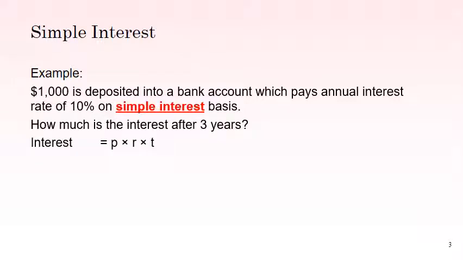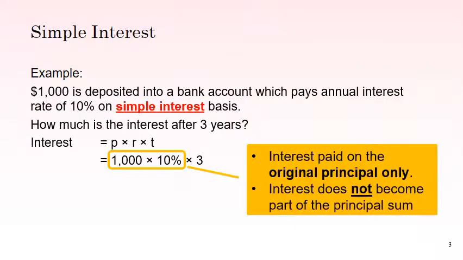So interest equals the principal amount times interest rate times time. So this will be the answer. Substitute the figures in. Take note, the interest is paid on the original principal only; the interest does not become part of the principal sum. So work it out, the interest is only 300.